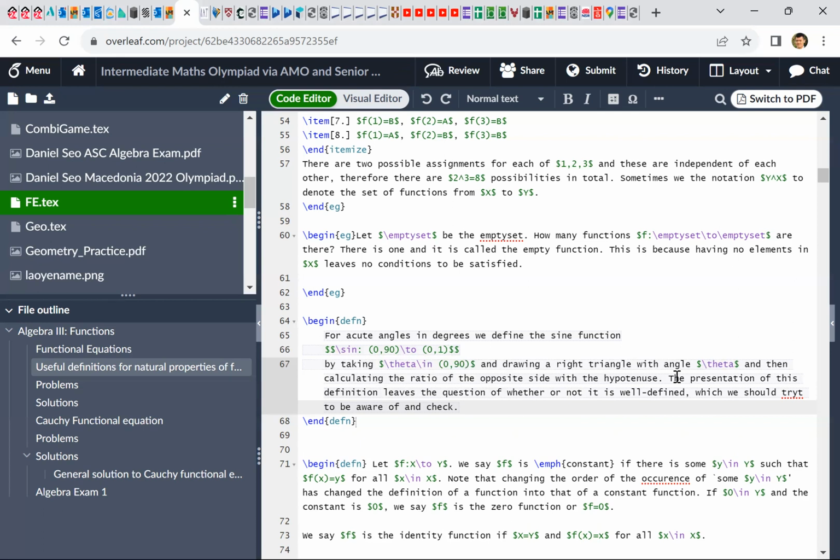The whole point is it's meant to be deterministic. When you pick an angle, you're meant to get a ratio, right? But in this definition, you just draw any right triangle with angle theta. So what if you draw a big one and you get a different ratio to if you draw a small one? That's the issue. When things depend on some choices, it might not be deterministic, and then you should check that it still works.